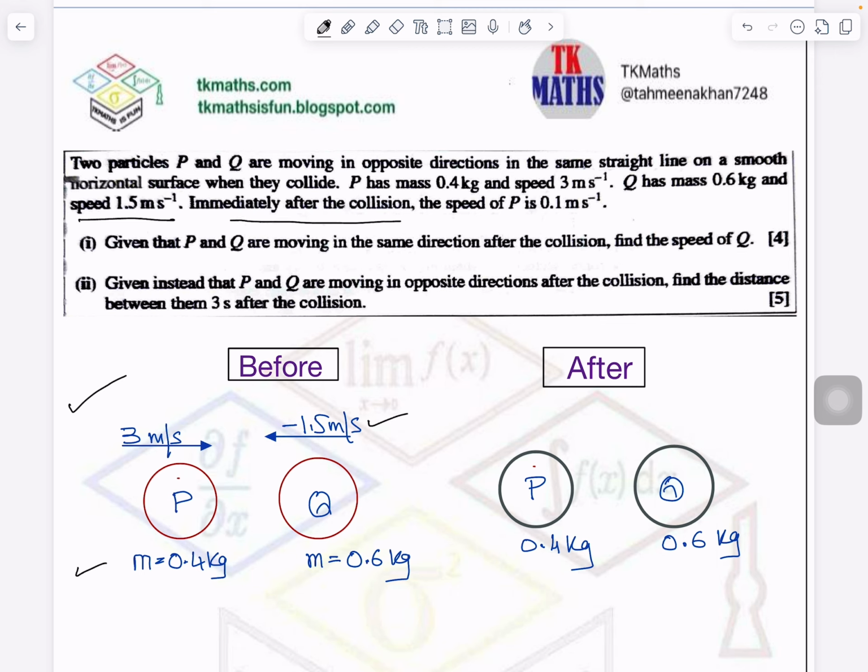Immediately after the collision, the speed of P is 0.1 meters per second. Now in which direction, we will see in parts 1 and 2, what is the requirement of the question. Given in part 1 that P and Q are moving in the same direction after the collision, the question here is, in which direction will they move? Either they will move to the right or left. So how will you decide that?